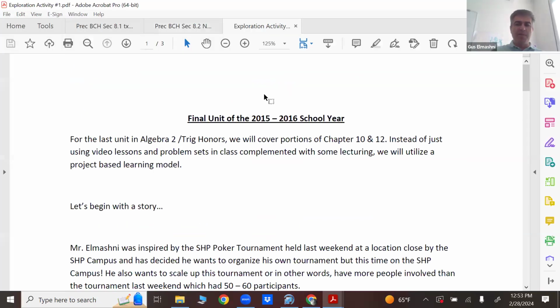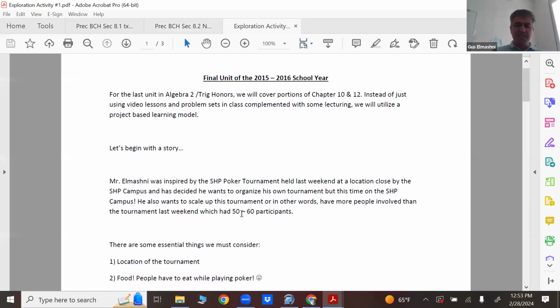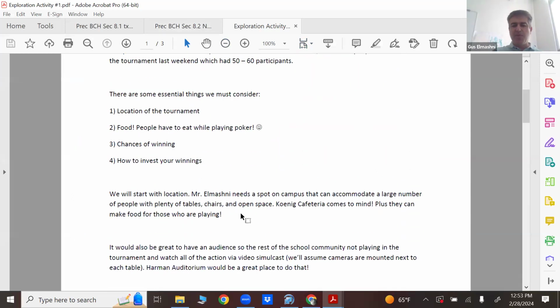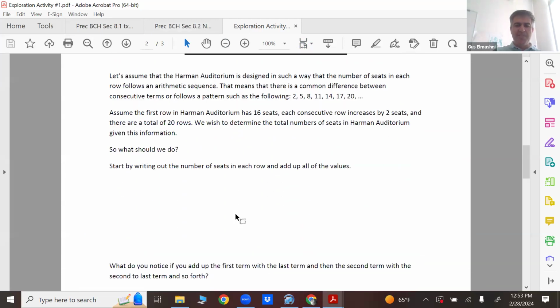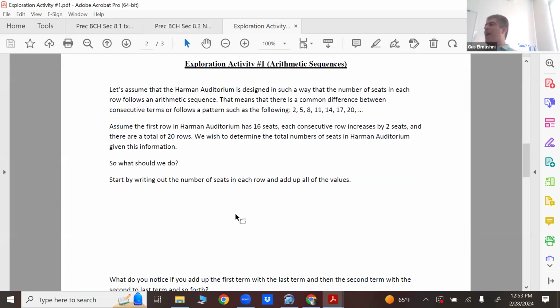Okay, here we go. I was doing this for a poker tournament, but let's just ignore that part. I combined this with probability, but anyway, let's look at this here.